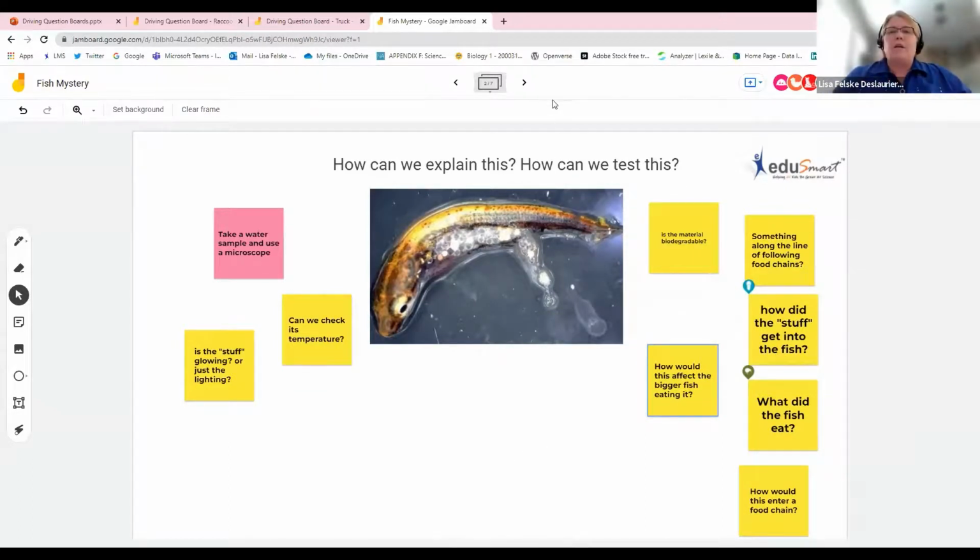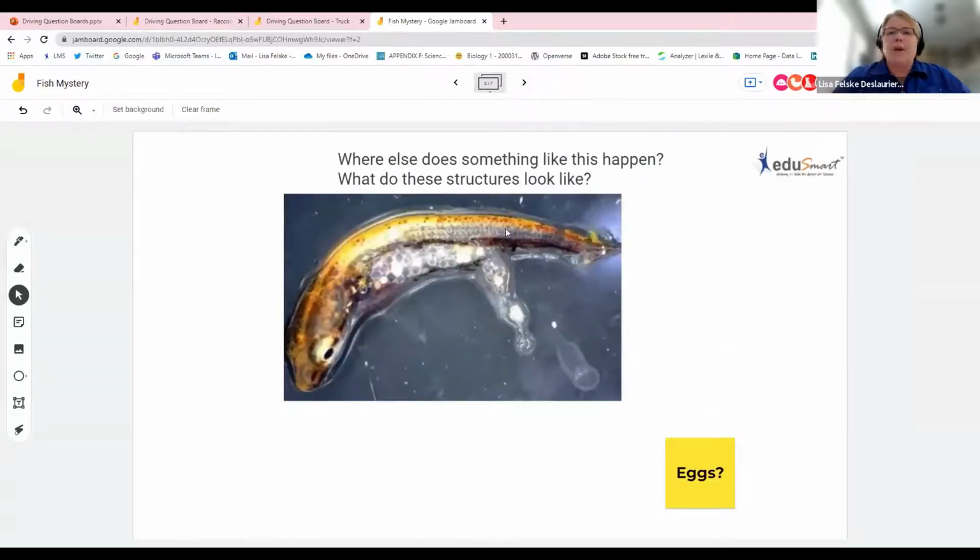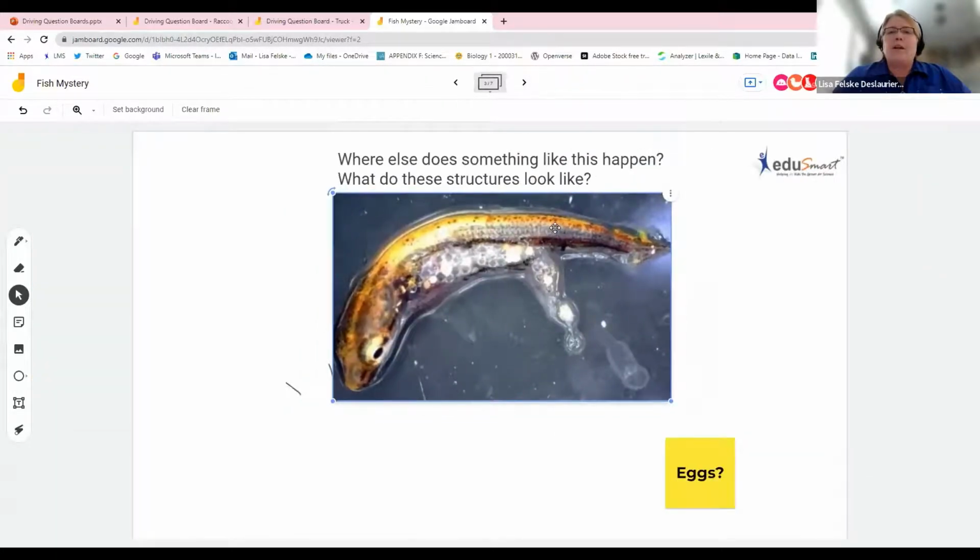Okay. And so again, I'm going to shift to the next frame. So you're going to have to go there too to add the Post-its to it. Where, well, I don't know what happened here. Where else does something like this happen? What do these structures look like?